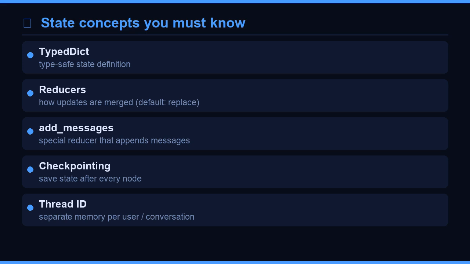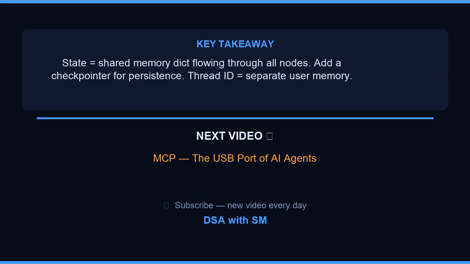For your job search agent, the demo project we'll build, the state will hold the user's query, the job listings found, company research results, and the final cover letters. Every node reads and updates this single state object.